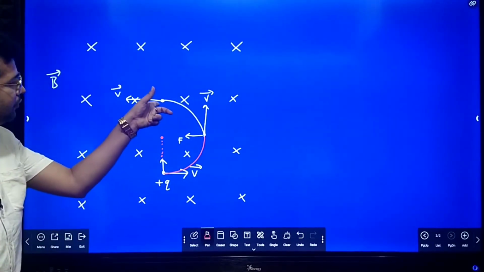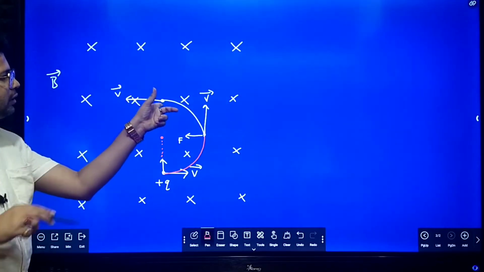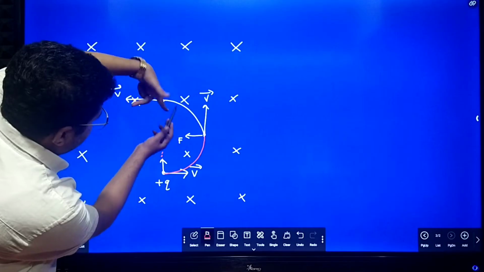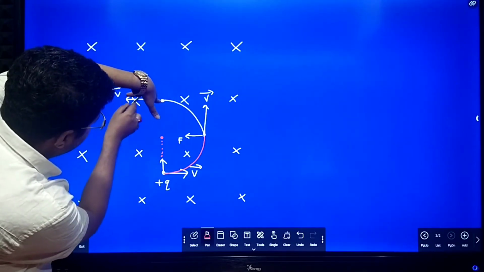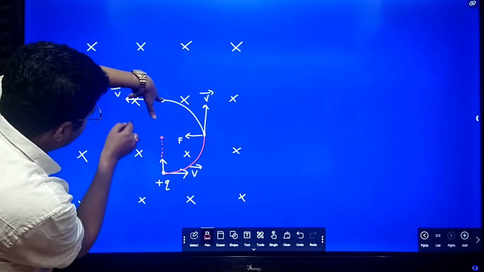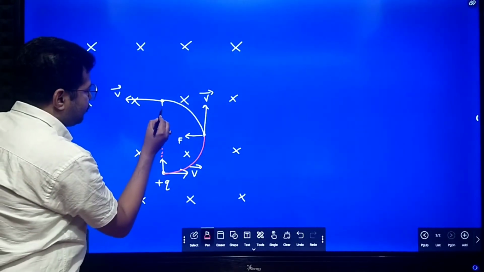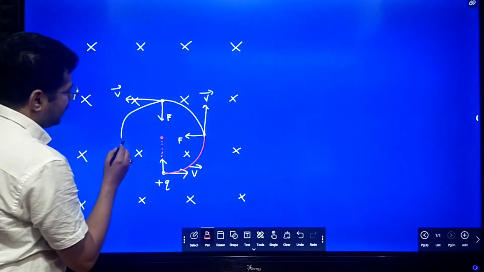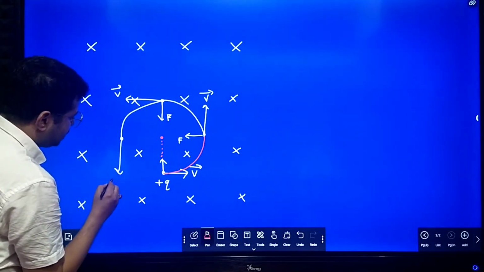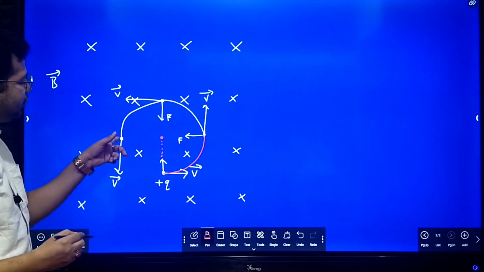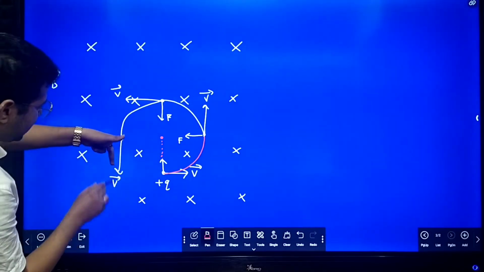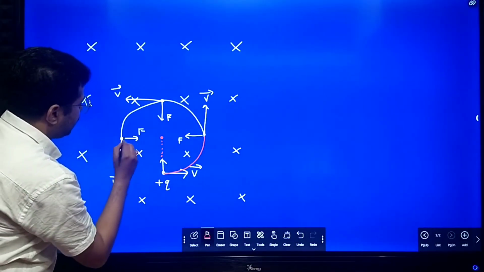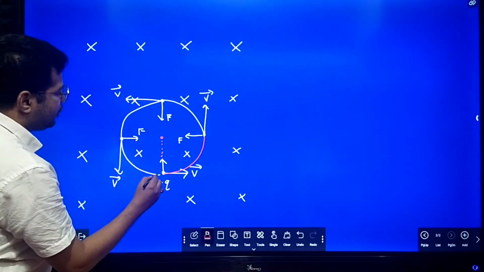Again, apply Fleming's left hand rule. Forefinger will give you the direction of magnetic field. Central finger will give you the direction of motion of positive charge. So therefore the thumb will give you the direction of force. So this is the force. Again, the charged particle comes like this. Again, the same story. Velocity is in this direction. Magnetic field is into the plane of the board. Central finger gives the direction of motion of positive charge. Thumb will give you the direction of force. So therefore, the charged particle moves in a circular path.